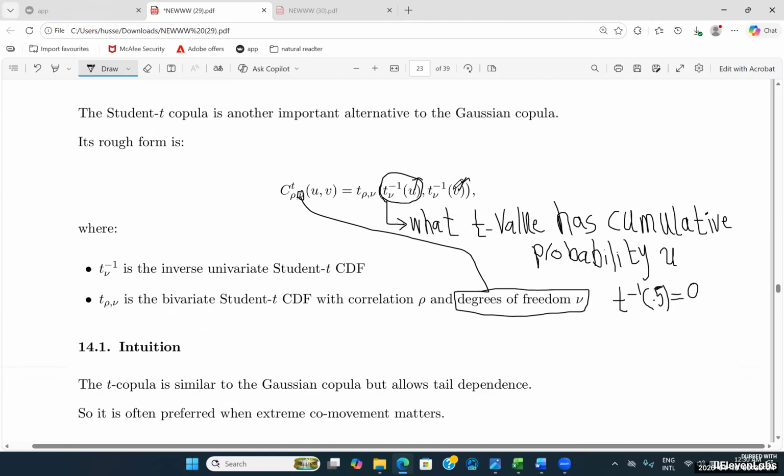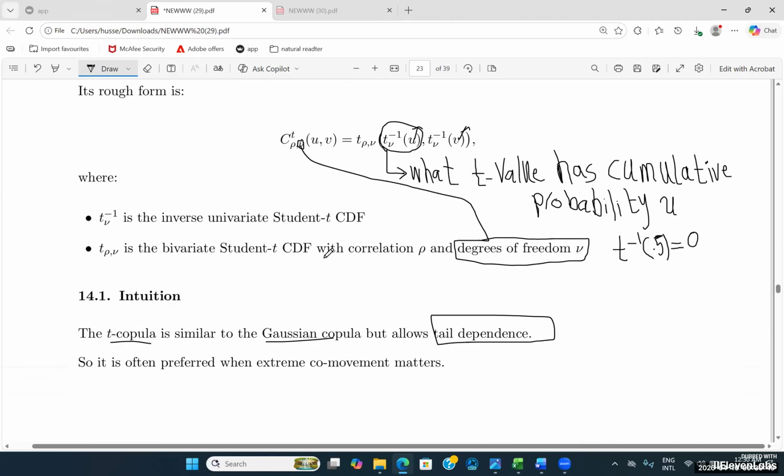So there is a fundamental difference between the Gaussian distribution and the student's t-distribution. As we are aware, the t-distribution inherently possesses much fatter tails, indicating a greater likelihood of extreme observations and thus exhibits a reduced degree of normality. Therefore, while it is quite similar to the Gaussian copula, its key advantage is that it simply allows for a much greater level of tail dependence. This is, in fact, the primary and most significant distinction between the two.